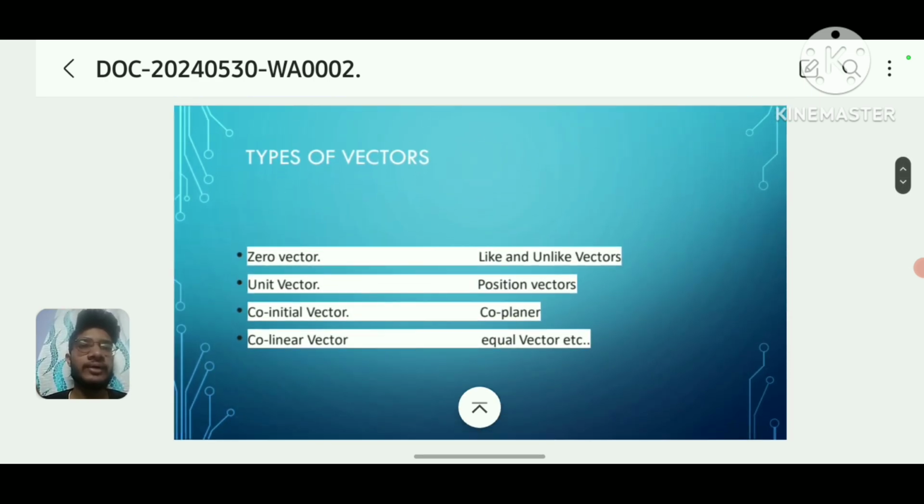The types of vectors are zero vector, unit vector, co-initial vector, collinear vector, like and unlike vector, position vector, coplanar vector, equal vectors, etc.